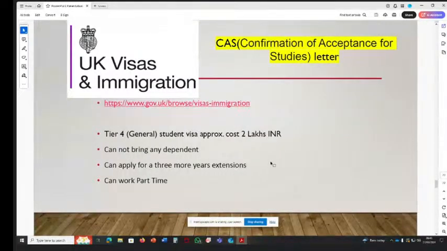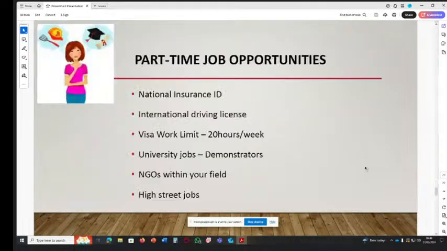If you are thinking you can pursue your career and work in the UK, you can even work part-time. There is a restriction of about 10 hours of work, but you can do it, and there are expenses as well, so you cannot rely on savings all the time. You can take a university job, or work with NGOs directly and help them with volunteering services.